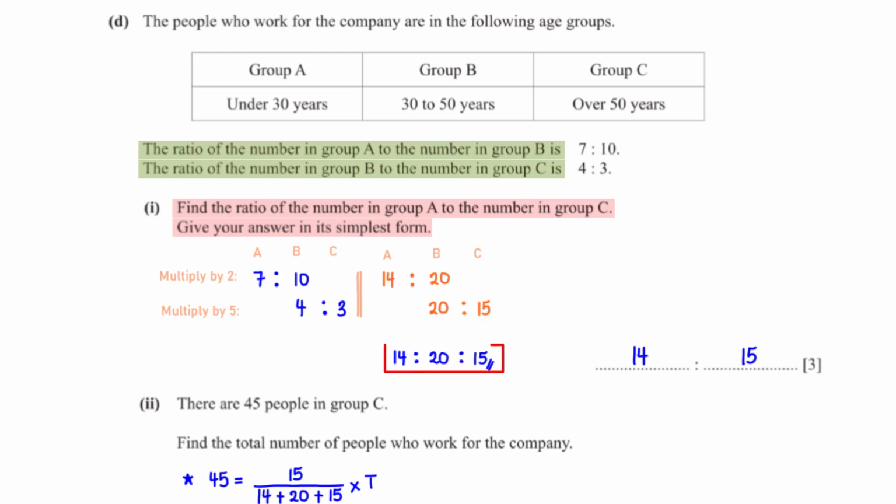So now we have 14 is to 20 is to 15, which cannot be simplified further. For our answer, we need to only provide the ratio for Group A to Group C, so that will be 14 is to 15.